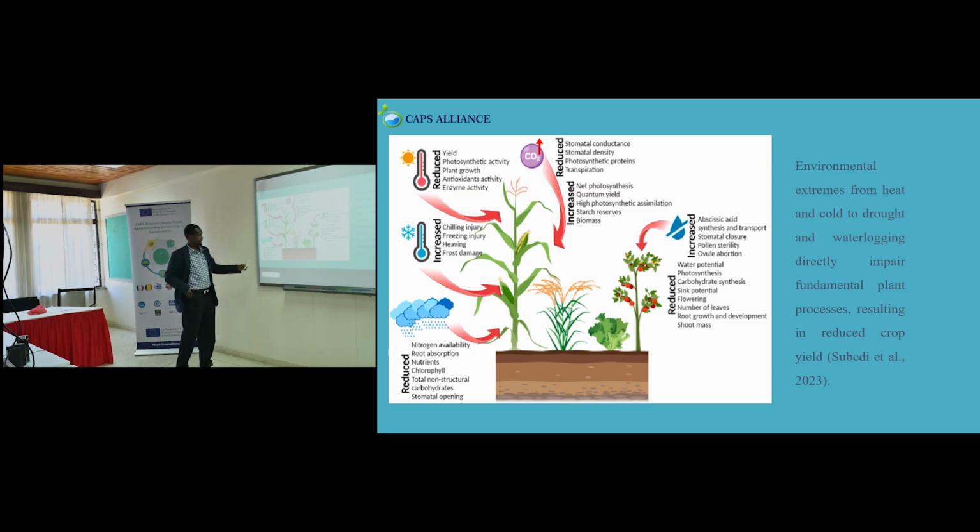Now, again, here we have nitrogen. We have a lot of rainfall. We have reduced nitrogen availability because of probably waterlogging and so forth. Reduced root absorption of nutrients, reduced chlorophyll, and that's why you see some of the plants become yellow over time. Next.